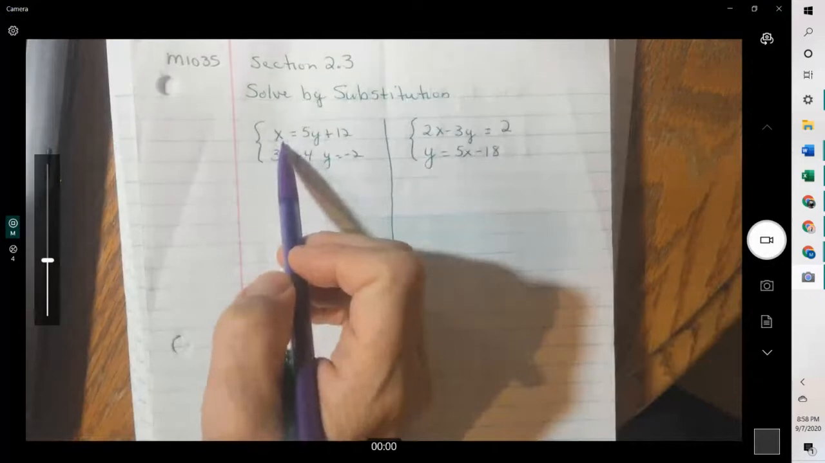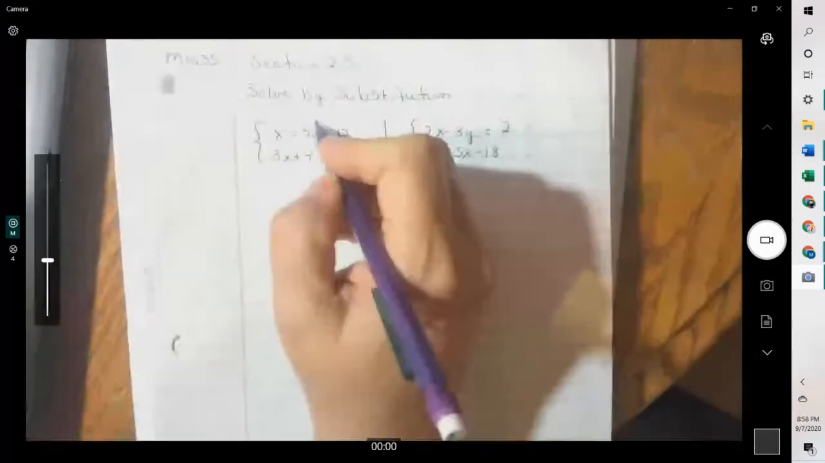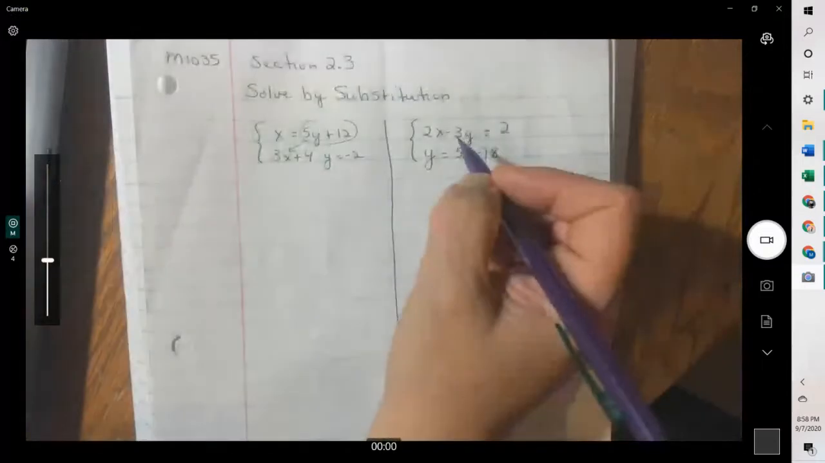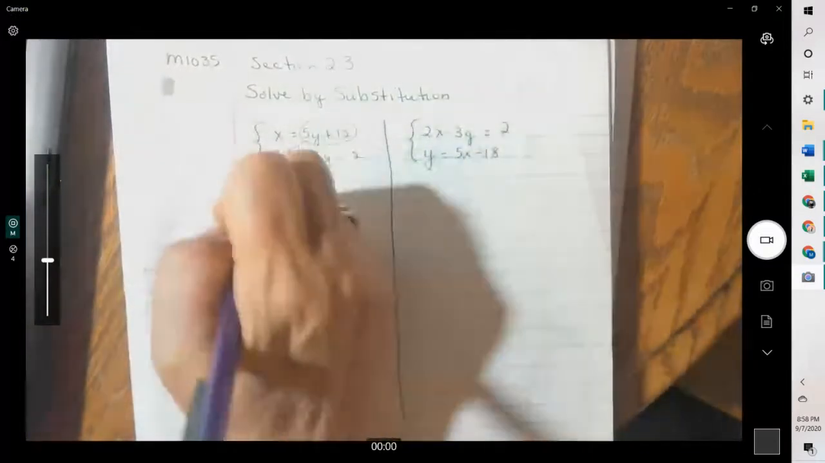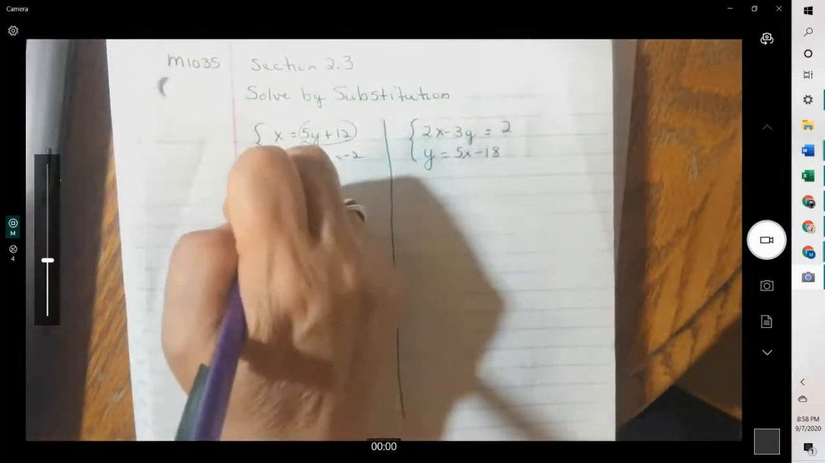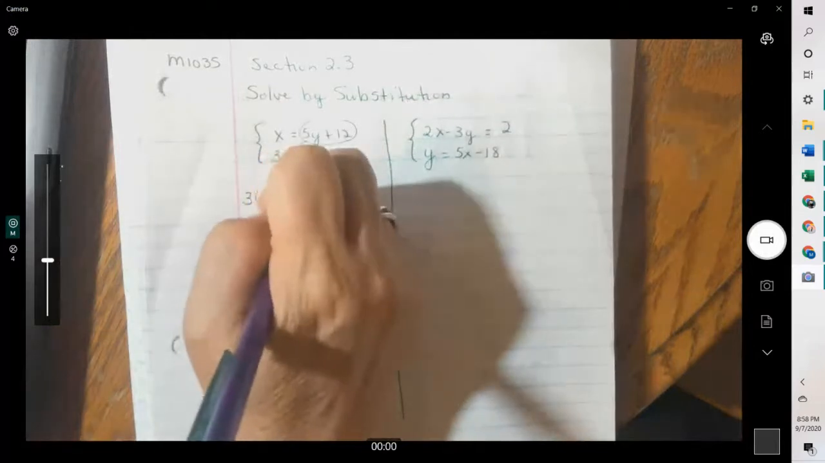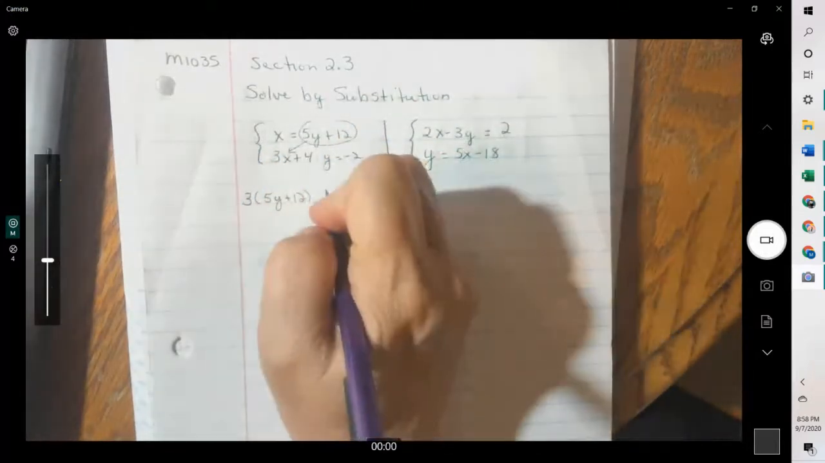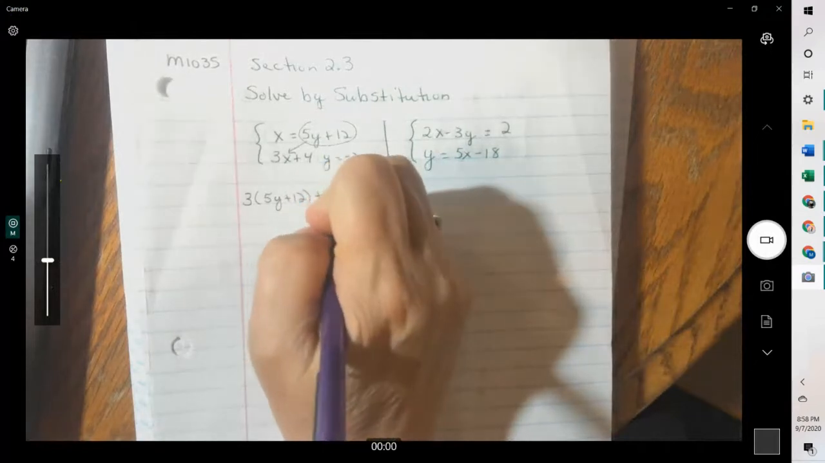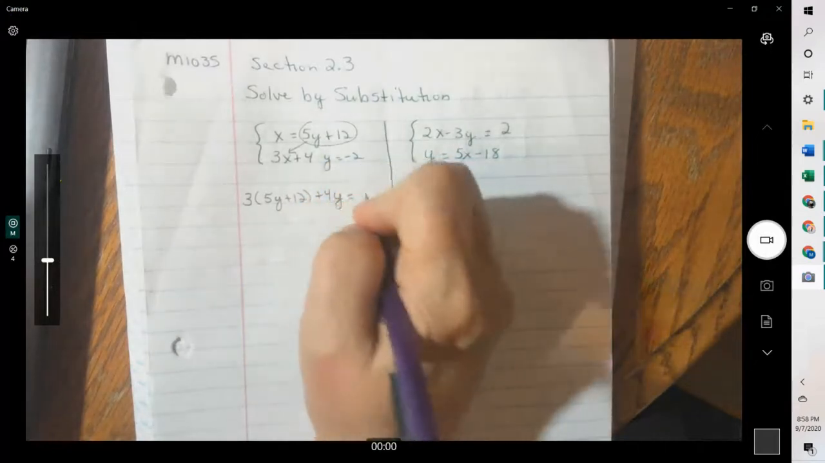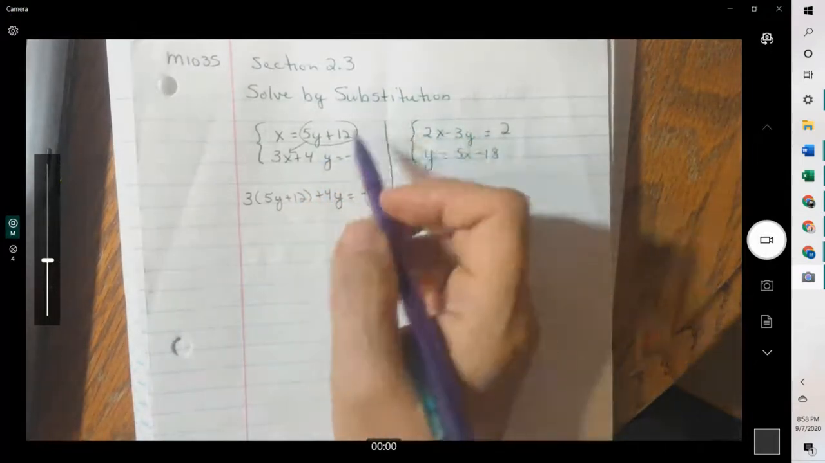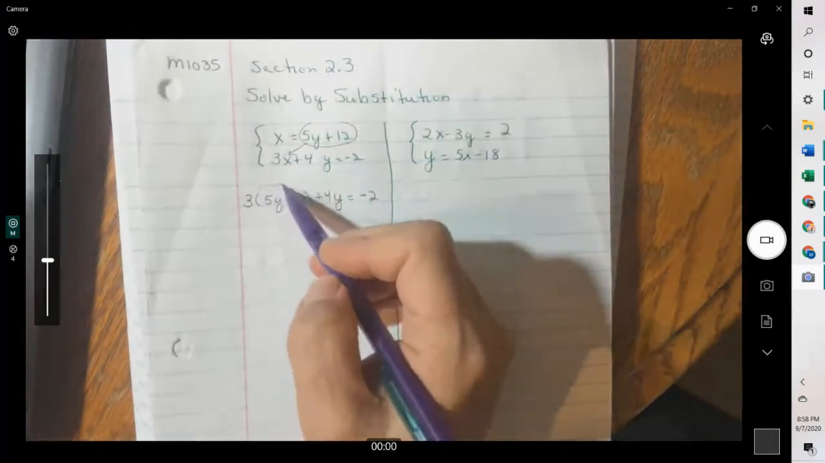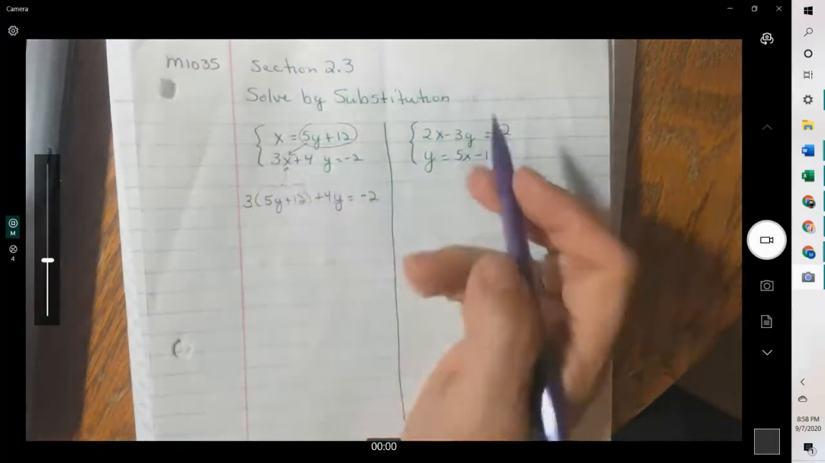Notice this is solved for x. So we can take this and substitute it in for x. So instead of x, we have 3 times 5y plus 12, plus 4y equals negative 2. So you're taking that and plugging it in here. This was my x.